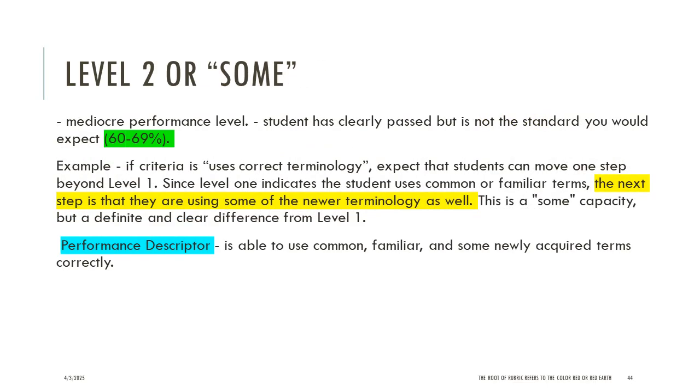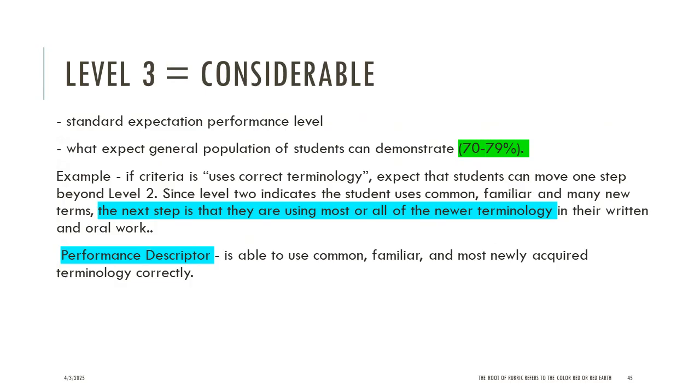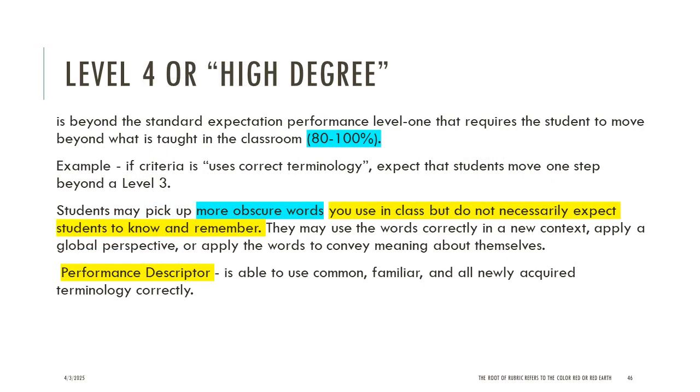and then level 2 or some, he's achieving a 60 to 69% grade, okay? Considerable, he's getting better, he's achieving from 70 to 75 percent of the grade, and high degree is from 80 to 100%. In this case, the student is able to use common, familiar, and all newly acquired terminology correctly.